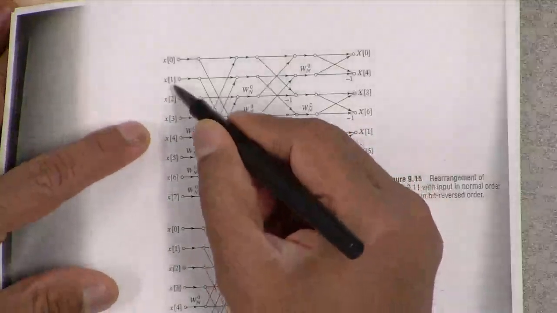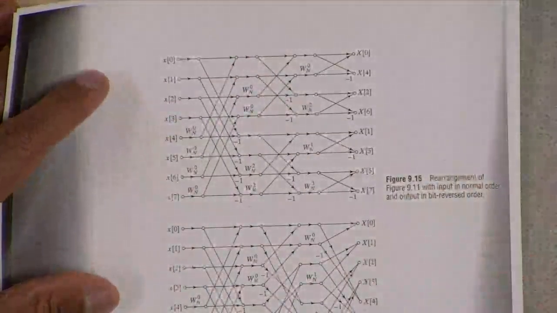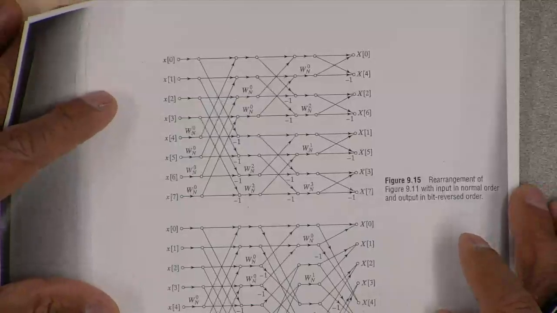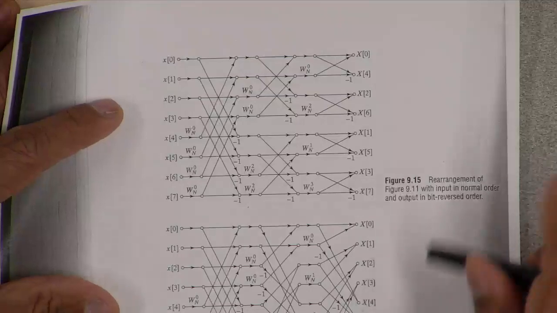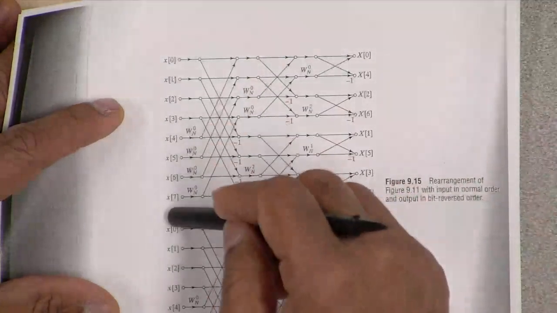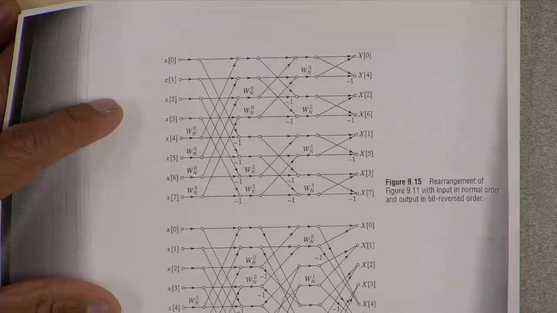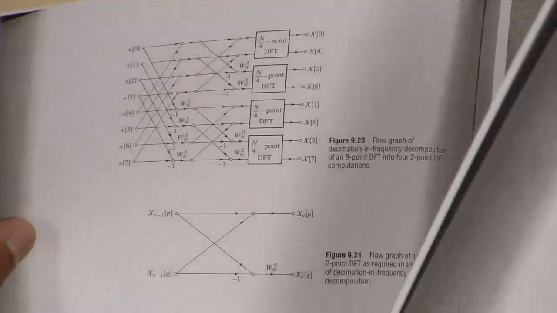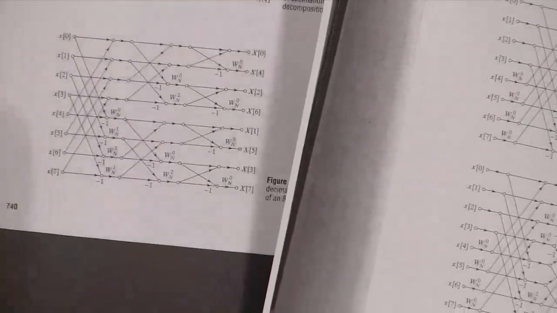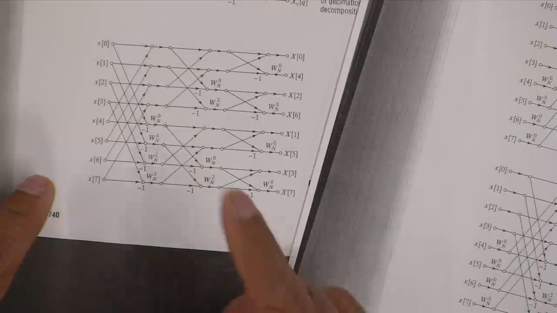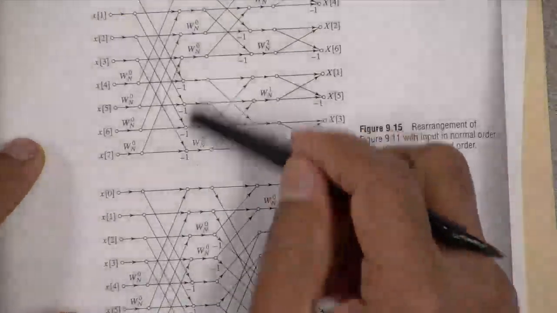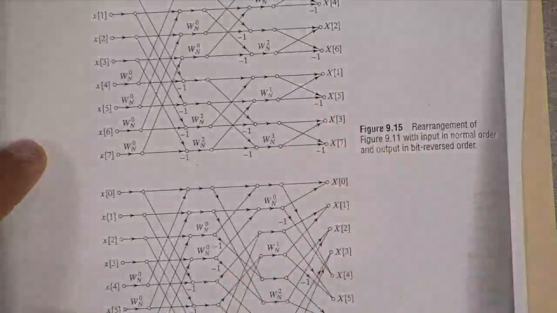So this is the same equivalent diagram, because ultimately we want to show it's equivalent to DIF, which means the inputs are in the right order and the outputs are in decimated order. So how do I show that these, 0, 1, 2, 3, are equivalent to that? I need to get 0, 1, 2, 3 here, then they will be equivalent.